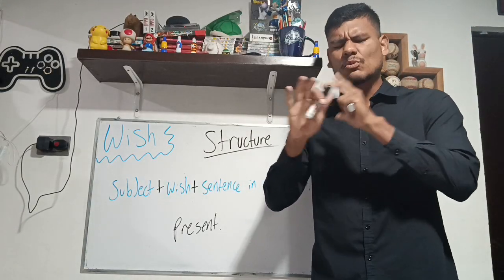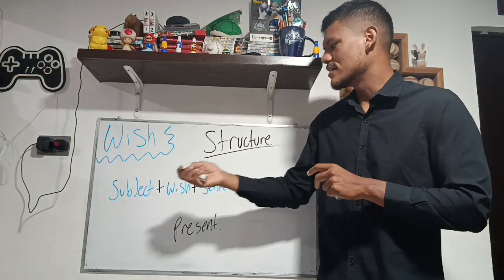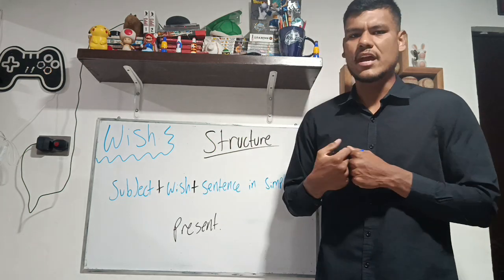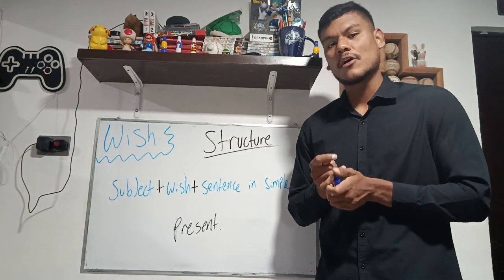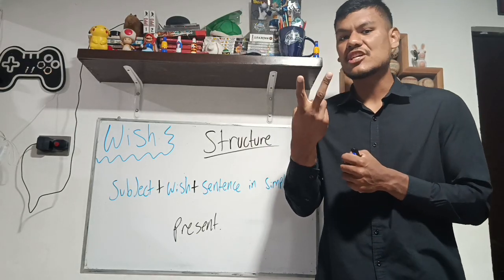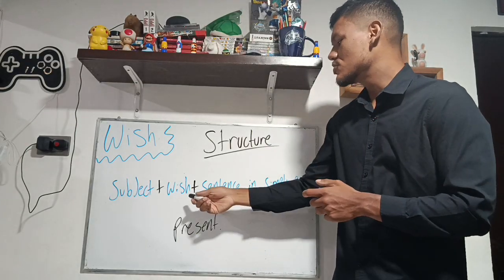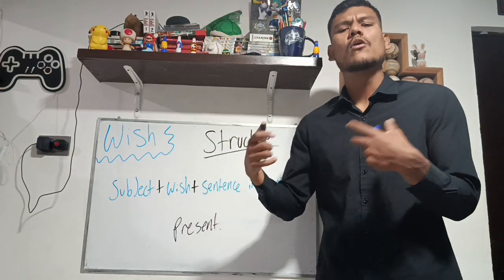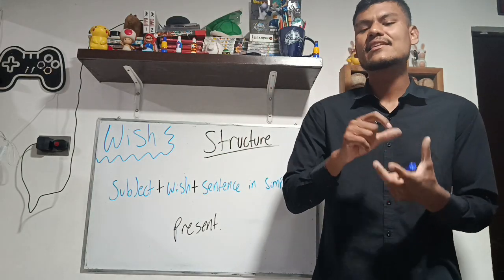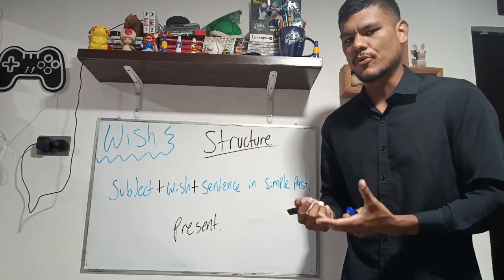So the structure is quite easy. All you have to do is start with this, which is the subject, and the verb wish. Remember, if we're talking about third person pronouns like he, she, or it, we would need to change this wish for wishes. Because remember that we need to add the s or the es if we're talking about third person pronouns.